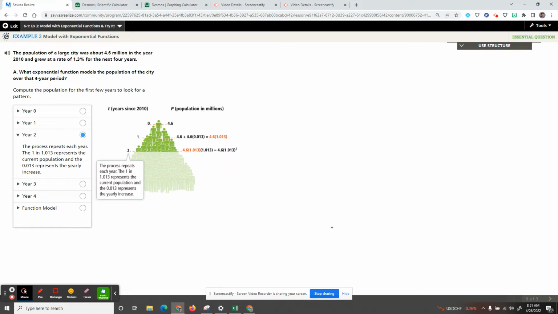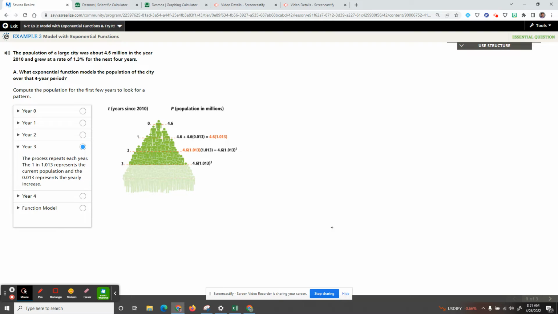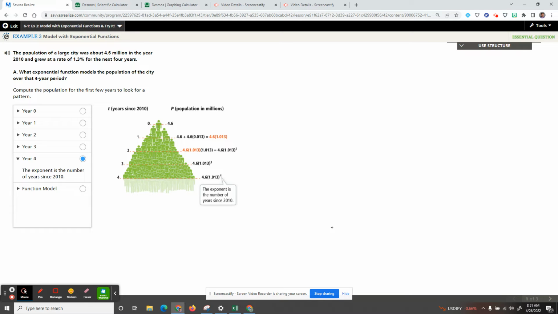In the second year, you would multiply it by another 1.013, right? Because you need another year's worth of growth. If you're multiplying it by two 1.013s, you can really just write it as 4.6 times 1.013 squared, where the 2 represents the 2 years worth of growth. So for year 3, you could just make the exponent 3. For year 4, you could just make the exponent 4.